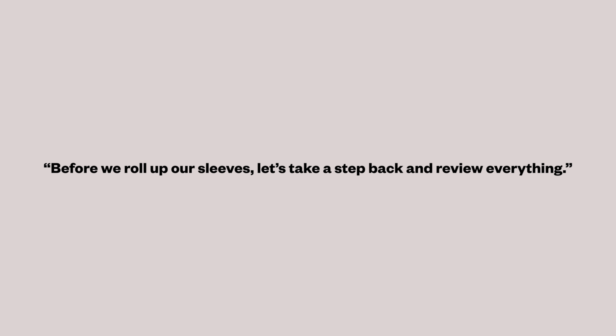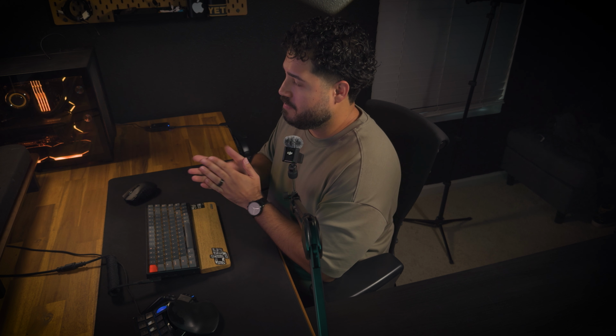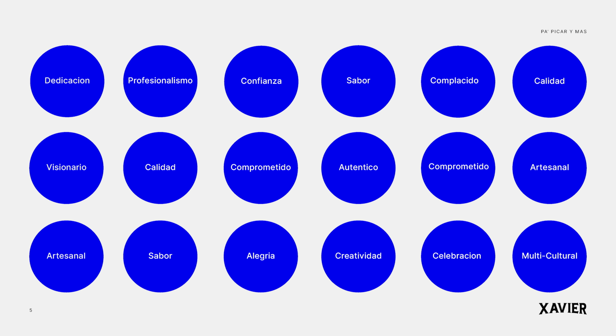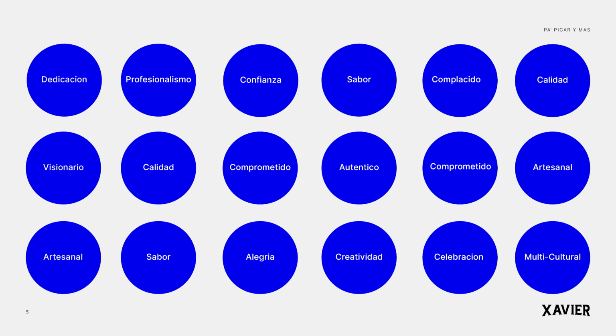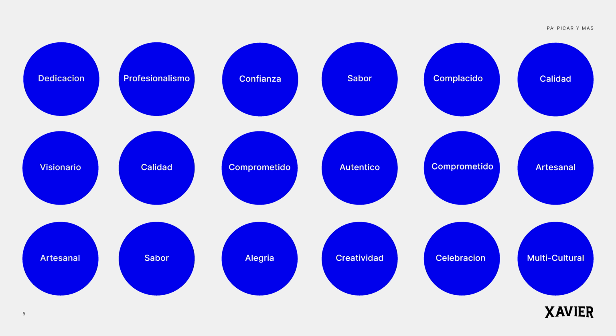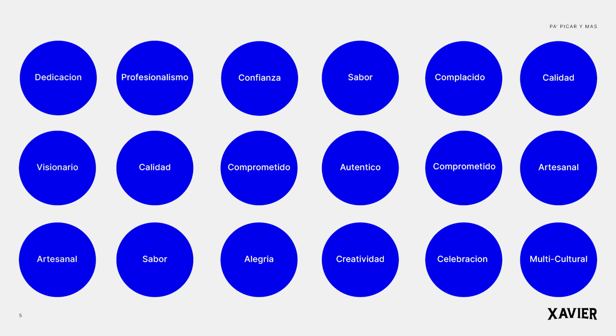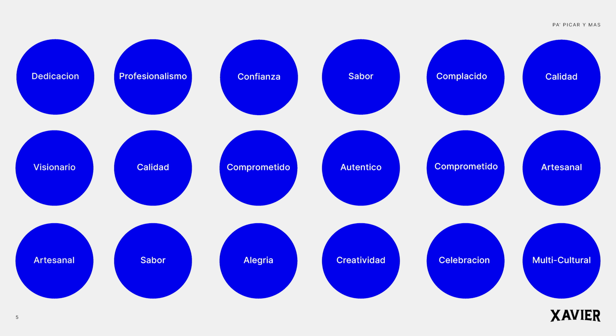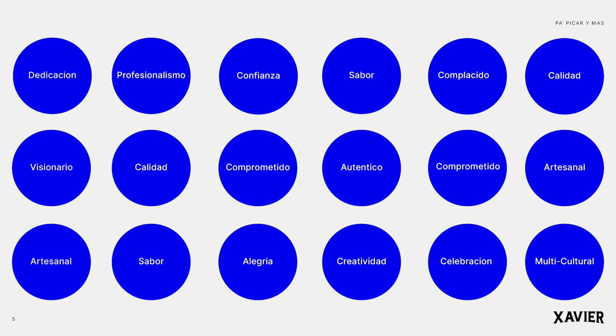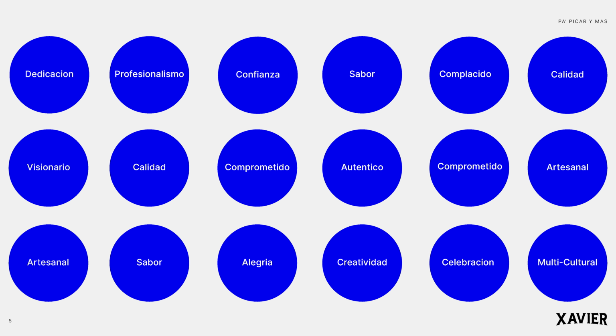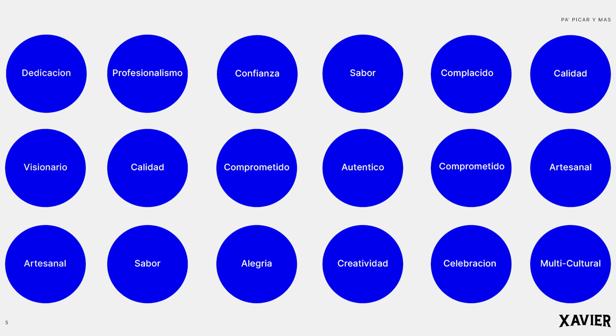And the next slide is gonna be the recap. So I will have a slide in there that will say, before we roll our sleeves up, let's take a step back and review everything we've done so far. So I remind them of the brand attributes that we defined. For example, with this bakery brand, they wanted to be artisanal, they want to be joyful, they want to be creative, they want to be multicultural, they want to be quality, they want to be authentic.